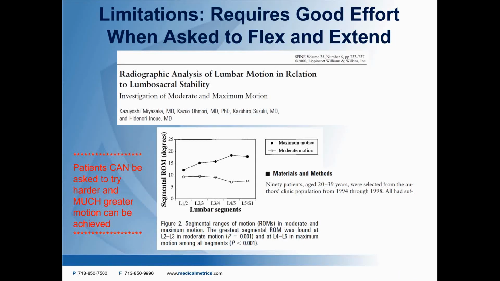This slide shows data from a study where symptomatic patients were first asked to bend forward and extend backwards without any encouragement to try hard. Then the study was repeated, but the patients were encouraged to flex and extend as much as they could. It is clear from these data that providing clear instructions to patients can substantially improve the motion that occurs between flexion and extension. This will improve the ability to detect abnormalities.